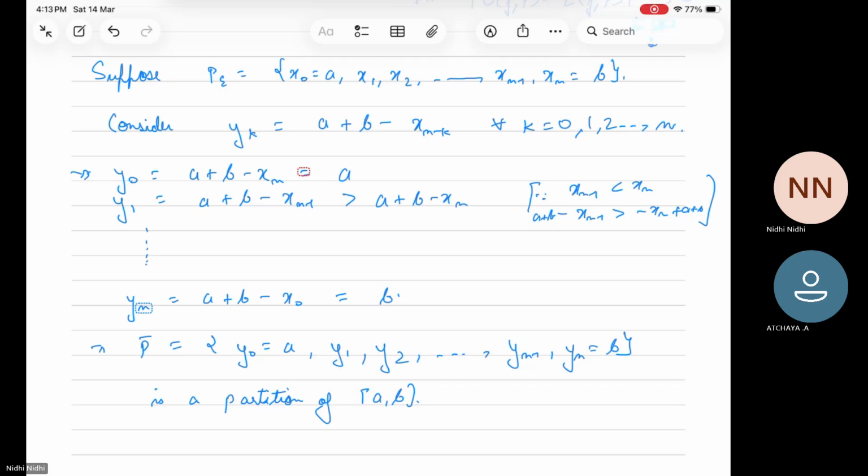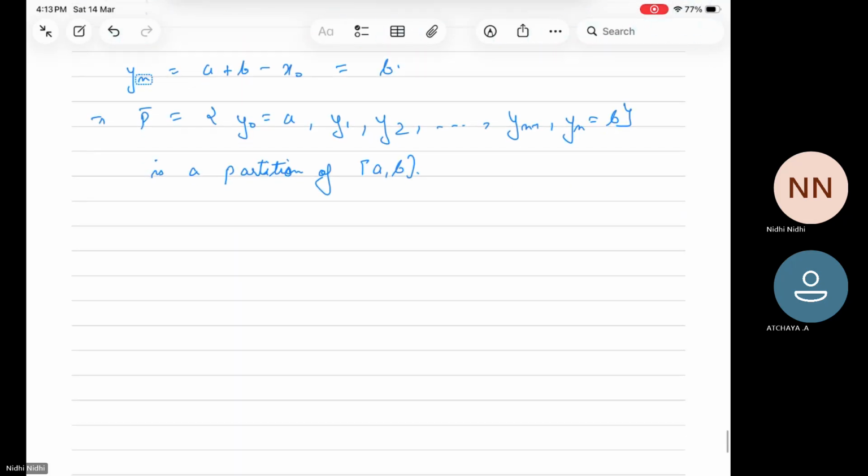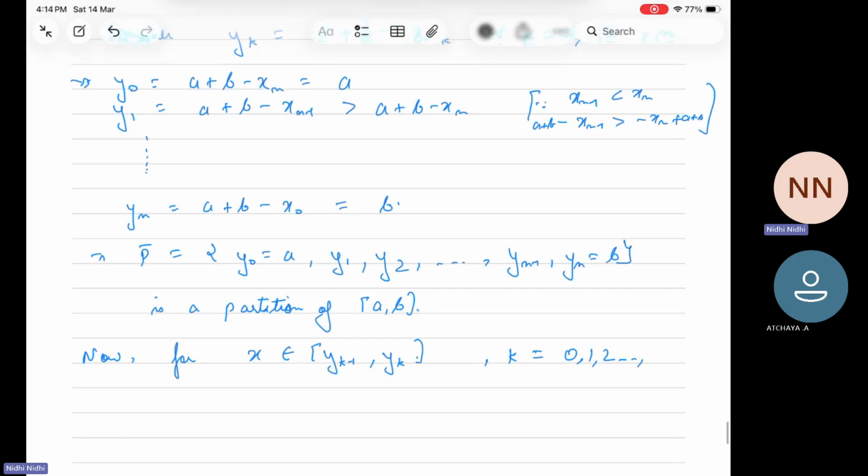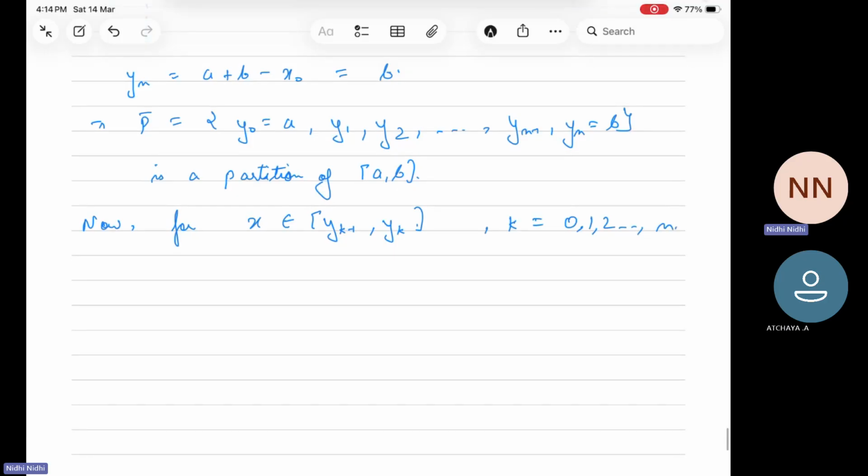So now for x belonging to y_{k-1} to y_k, where k is equal to 0, 1, 2, up till n, and it can take any value. When x belongs to this subinterval, we get y_{k-1} ≤ x ≤ y_k.